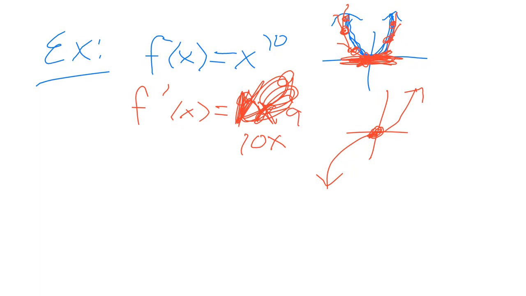I'm going to use a different color, use green. What happens here? I'm slightly positive, more positive, even more positive. So f double prime at x, when I go to the right of 0, gets more and more positive. It looks like that, right? What about when I go left?